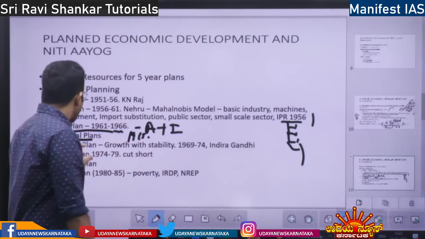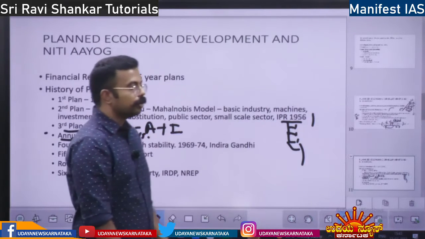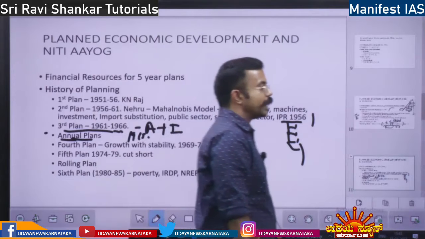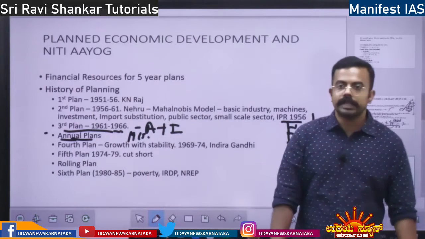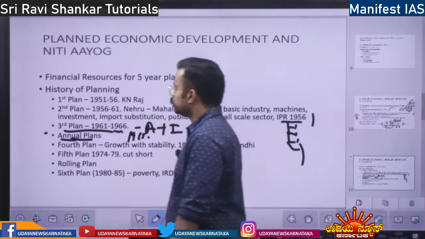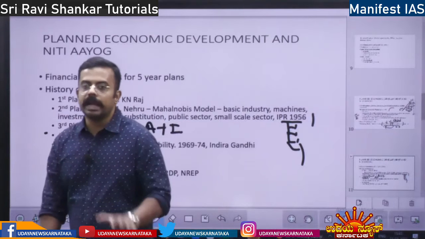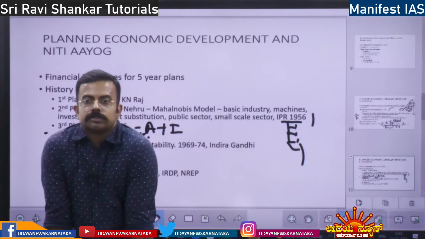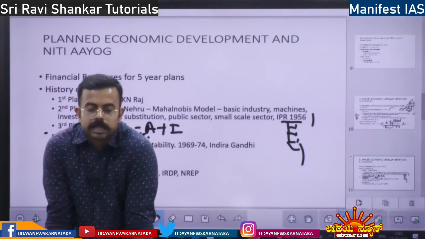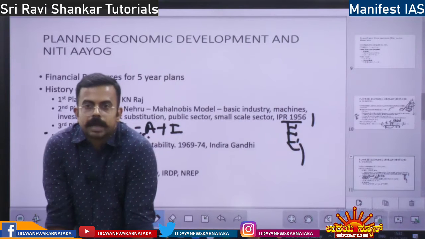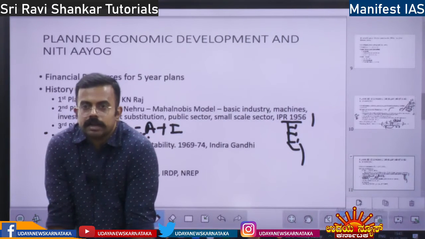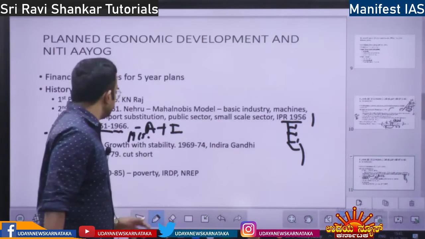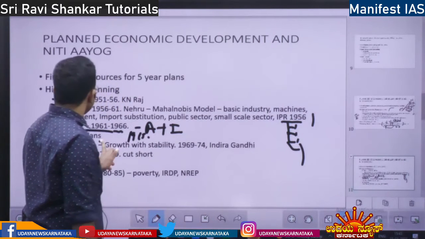So there will be annual plans. Instead of 5-year plans, they do annual plans. Why should planning be 5-year? This is inspired by the Soviet Union. During the time of Lenin, the 5-year planning concept was started. Inspired by that, we also started 5-year planning, right? Annual plans will be there.